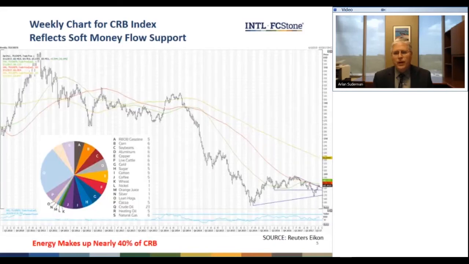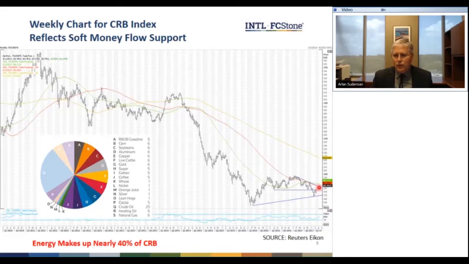Now, the CRB index, here again we talked about, is heavily weighted toward the energy sector. As you see outlined there, 23% crude oil, 39% overall to the energy sector. It created a bottom, and I want to highlight that here on the chart. It created a bottom in late June that was above the 2016 low. That's critical, and we're going to talk more about that here in a little bit.